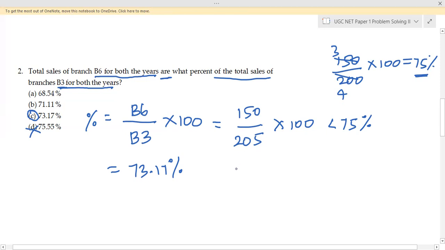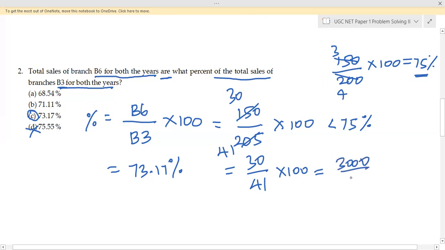But anyway, if you want to solve it conventionally, let us see that method also. What I can do is play with this 150 and 205. I can cancel out these two numbers with the 5 tables. 5 thirties are 150 and 5 forty-ones are 205. So that means we are having 30 by 41 into 100. And if I want to simplify it further, I can't find any more tables to cancel these. So I will be having 30 into 100, which is 3000 by 41. So no other go, I'll have to divide it.